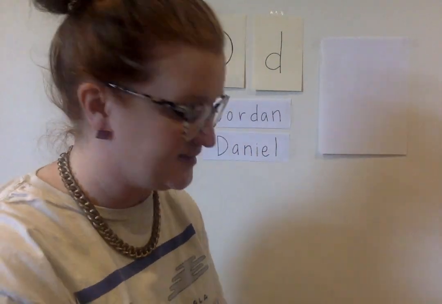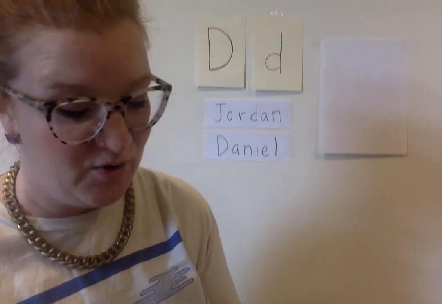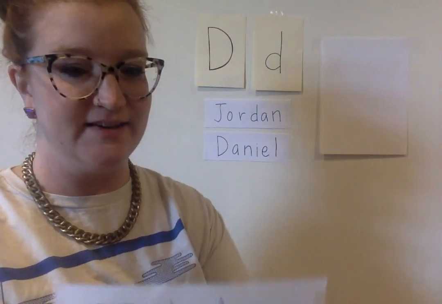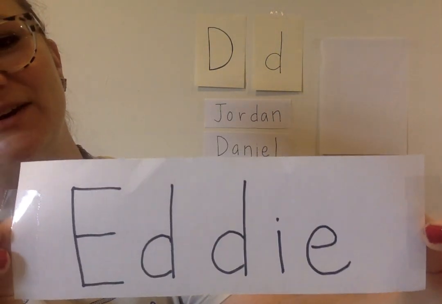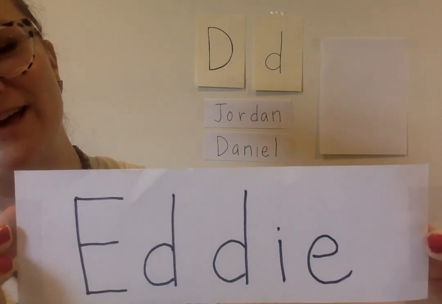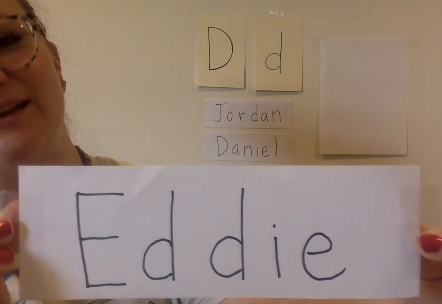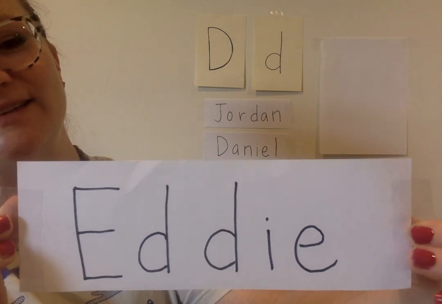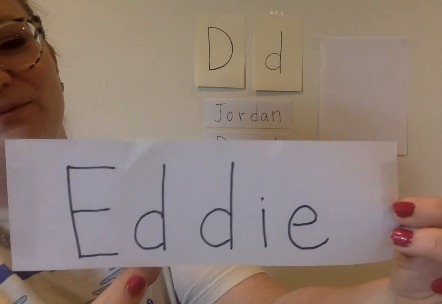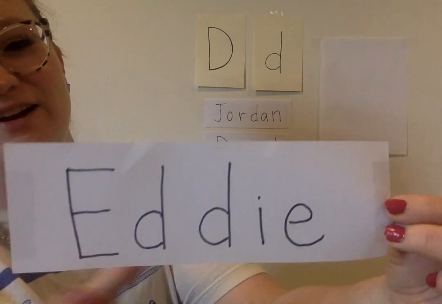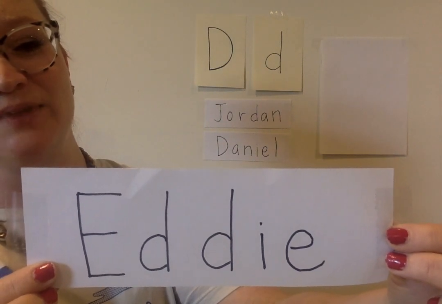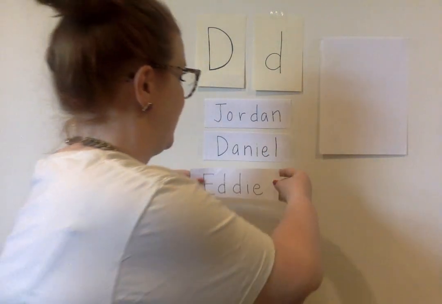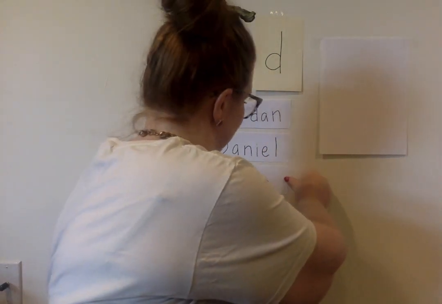Who could be next? Let's see. Whose name is this? That's right, we have Eddie. Eddie is a unicorn. He is in my classroom, Miss Brosnan's class. Can you find the D's in Eddie's name? Look closely. Yep, right here and right here. Eddie has two lowercase d's in his name. So we are going to add him to the other names right here.